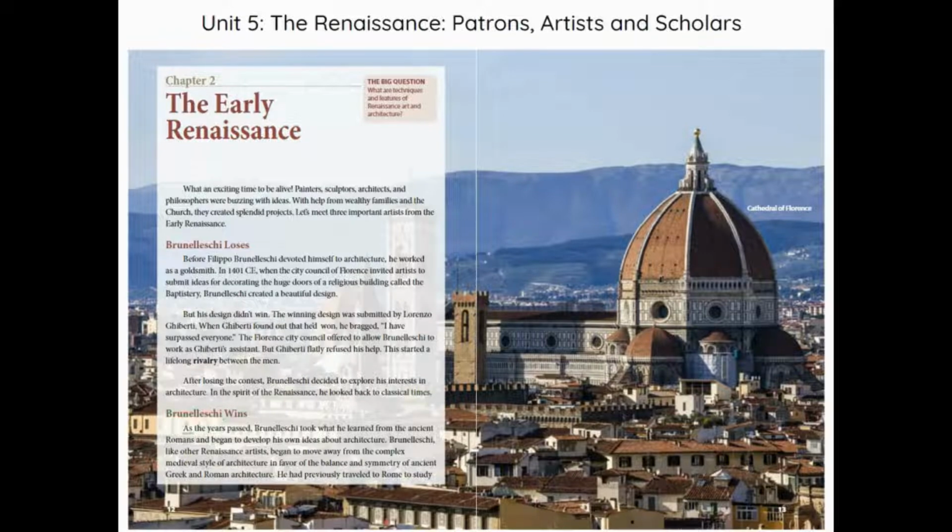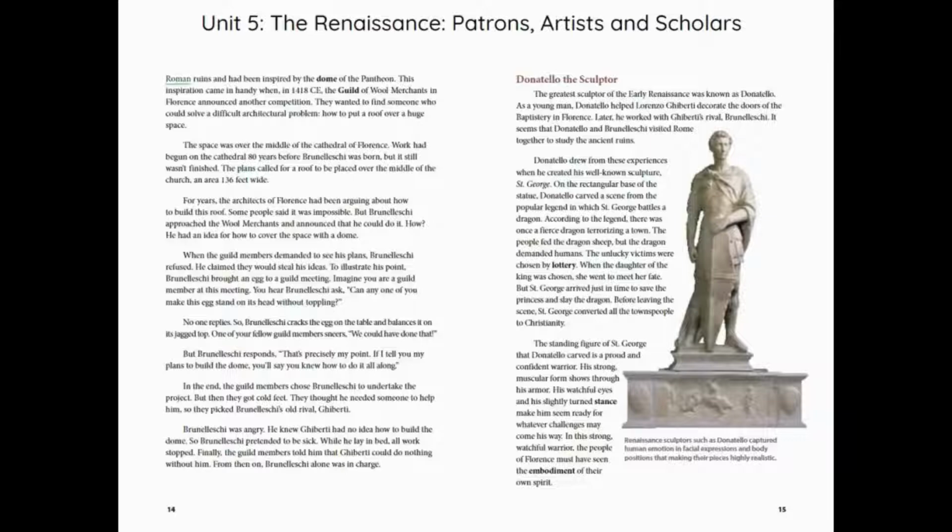Brunelleschi wins. As the years passed, Brunelleschi took what he learned from the ancient Romans and began to develop his own ideas about architecture. Brunelleschi, like other Renaissance artists, began to move away from the complex medieval style of architecture in favor of the balance and symmetry of ancient Greek and Roman architecture. He had previously traveled to Rome to study Roman ruins and had been inspired by the dome of the Pantheon.